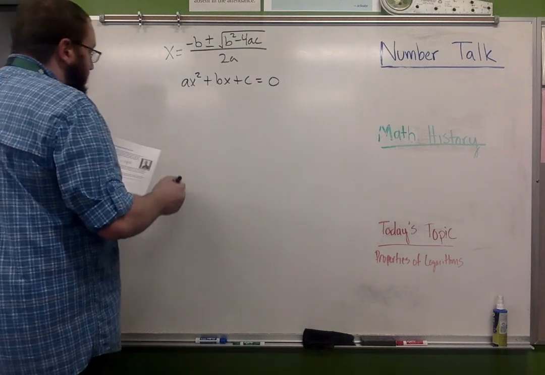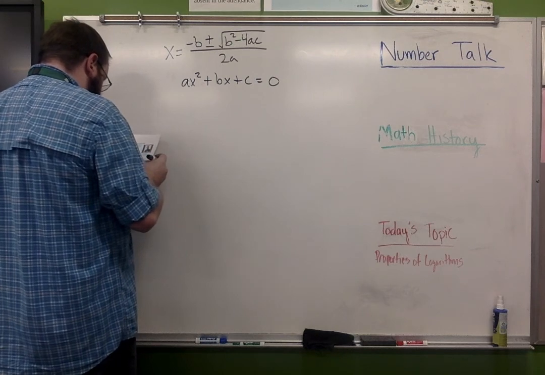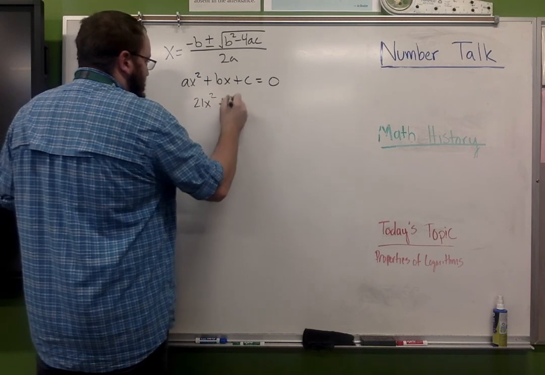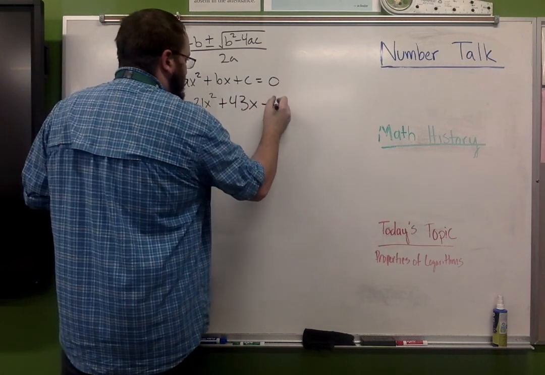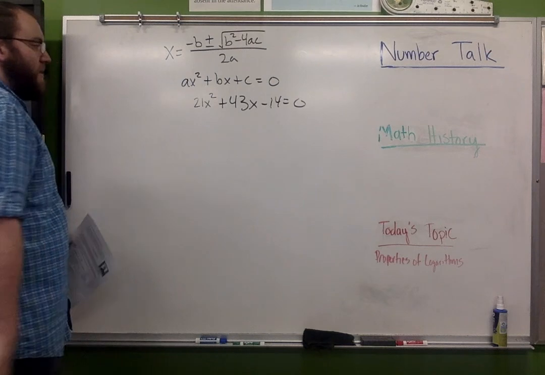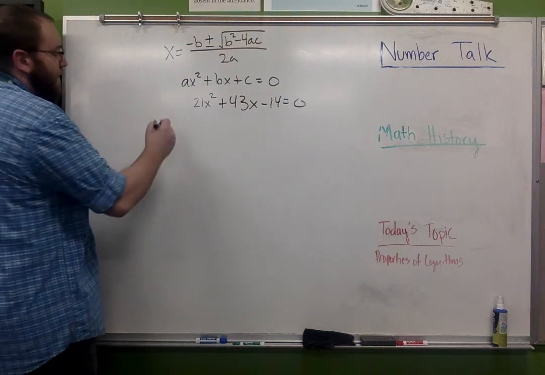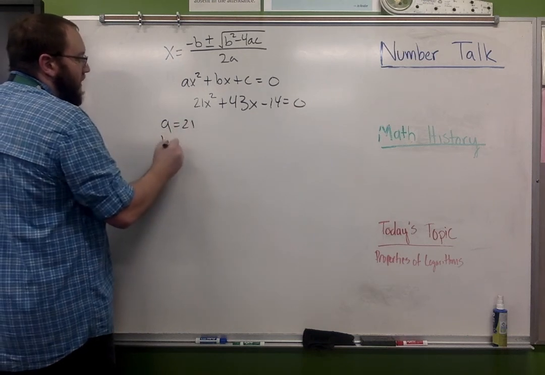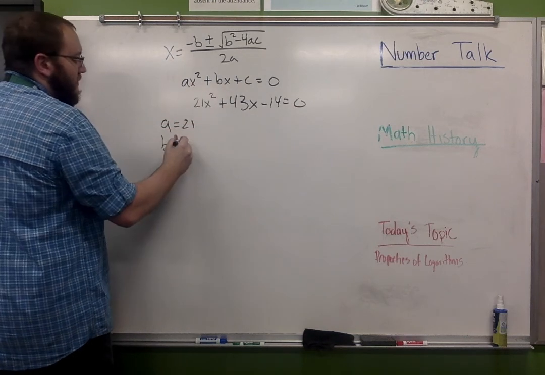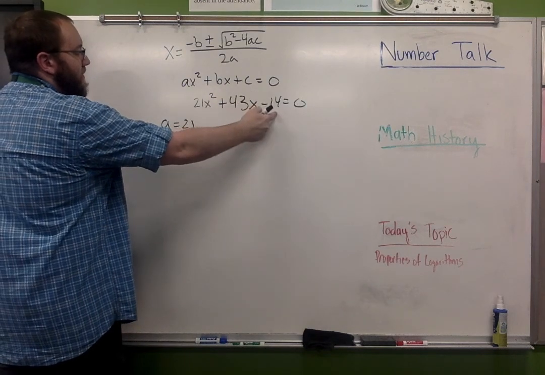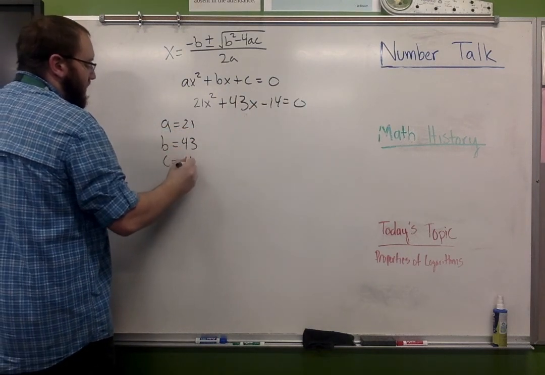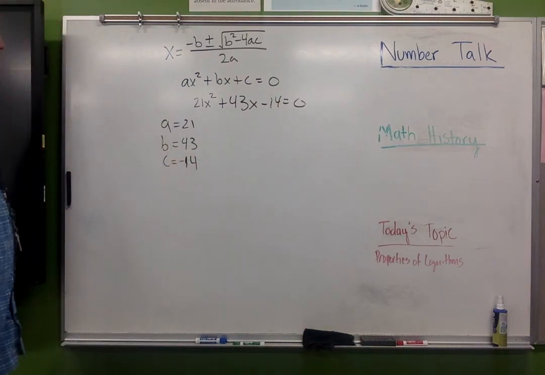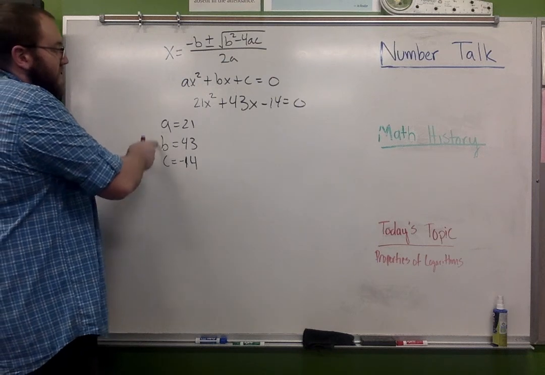So we're going to solve 21x squared plus 43x minus 14 equals 0. Here, a is our leading coefficient, so a is 21. b is the linear term, or the middle, so it's 43. And c is the constant, or the last number, so negative 14.